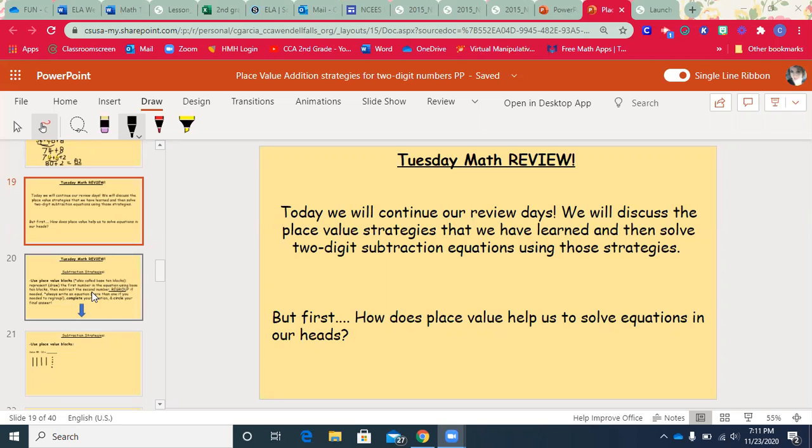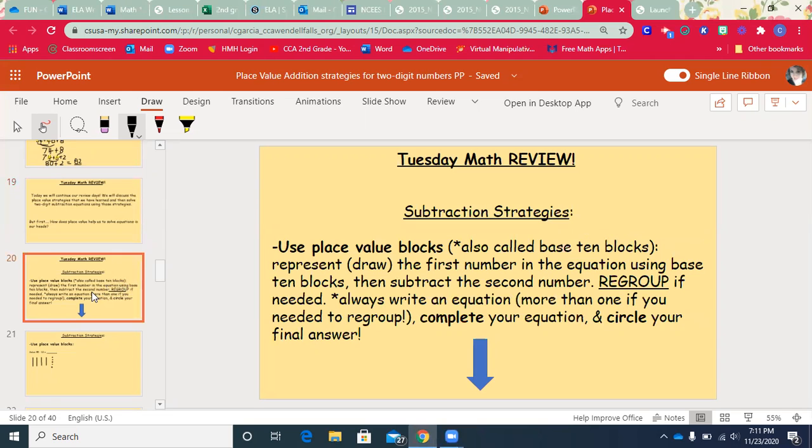The first one we are going to cover is the easiest of the 3. So just like we did the addition, we're going to start with the easiest and work our way up to the most challenging. So this one is place value blocks, also called base 10 blocks. So with subtraction, we're going to represent or draw the first number in the equation using the base 10 blocks, and then subtract the second number. And we're going to subtract the second number by marking through the blocks and regrouping if needed.